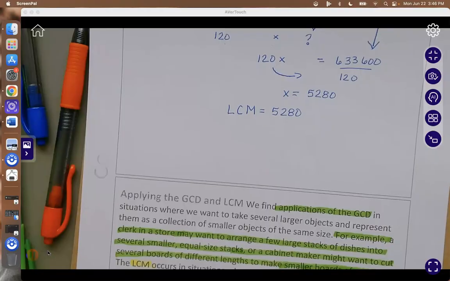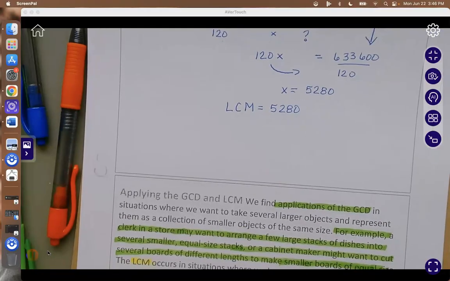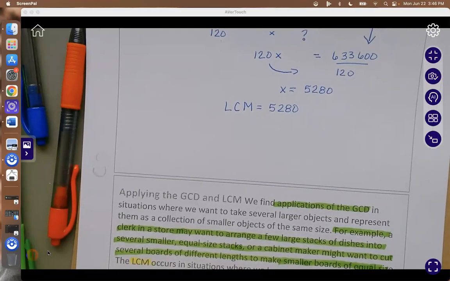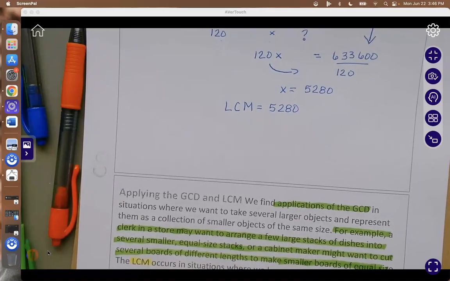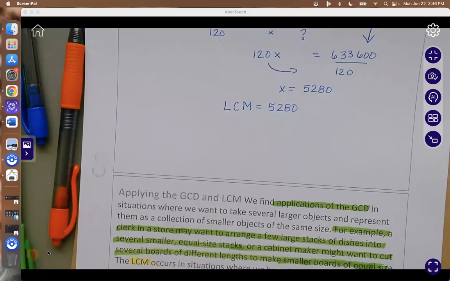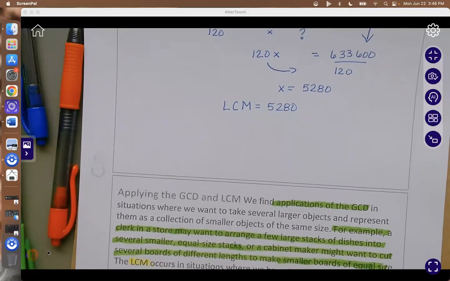LCM occurs, for example, when one person has every 5th day off and another has every 6th day off, and we ask when both will be off together.